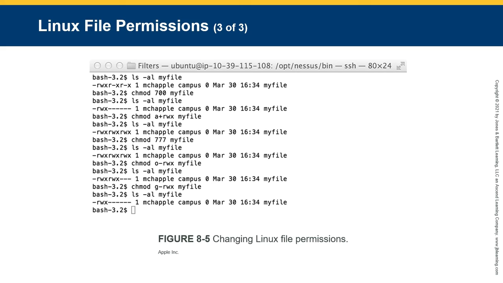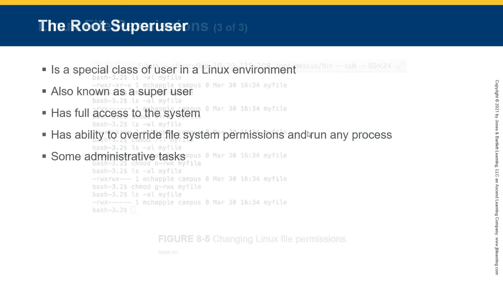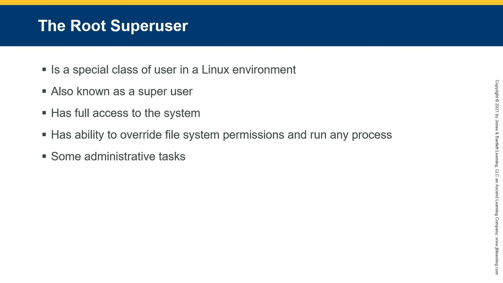Linux file permission: read, write, execute. The root user, a special class of users in the Linux environment, also known as the superuser, has full access to the system, with the ability to override system permissions and run any process, including some administrative tasks.